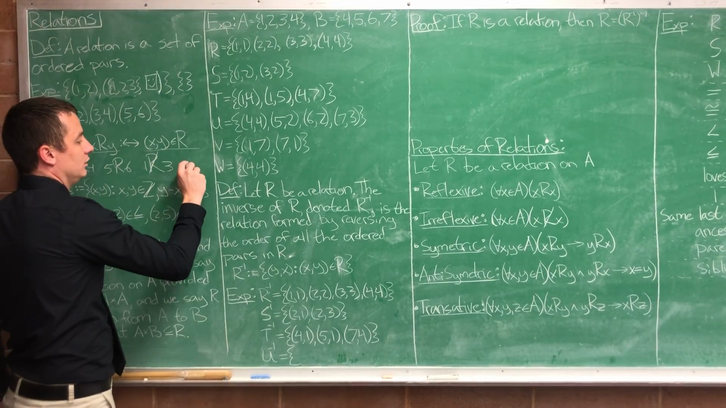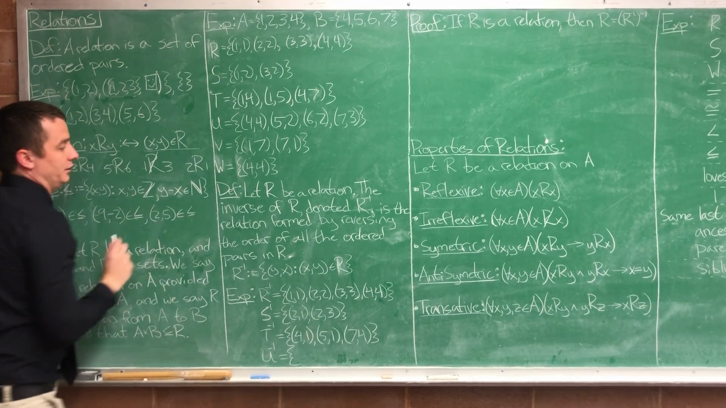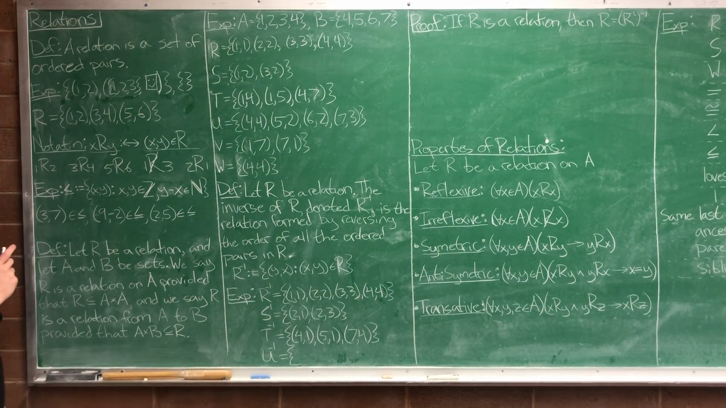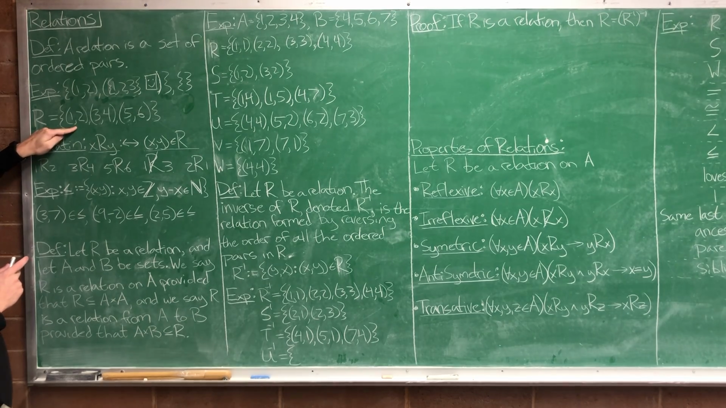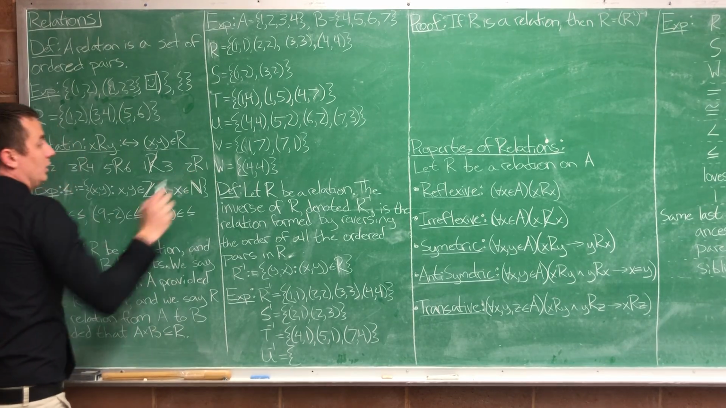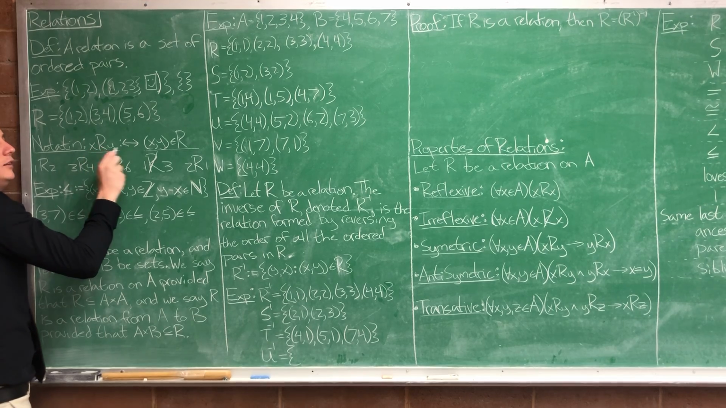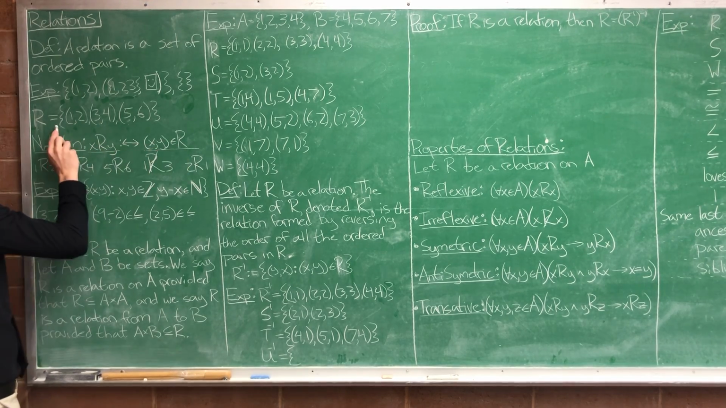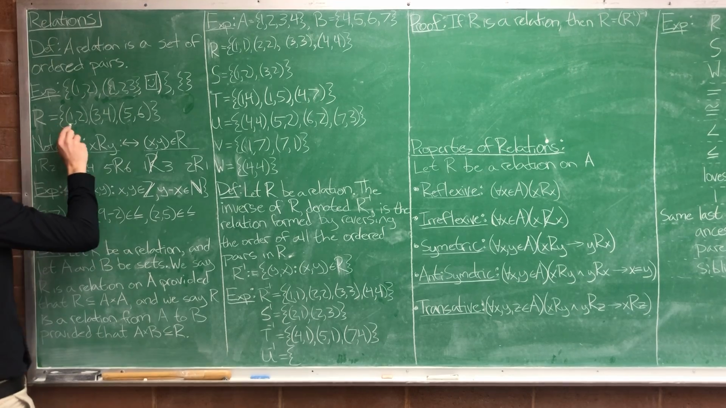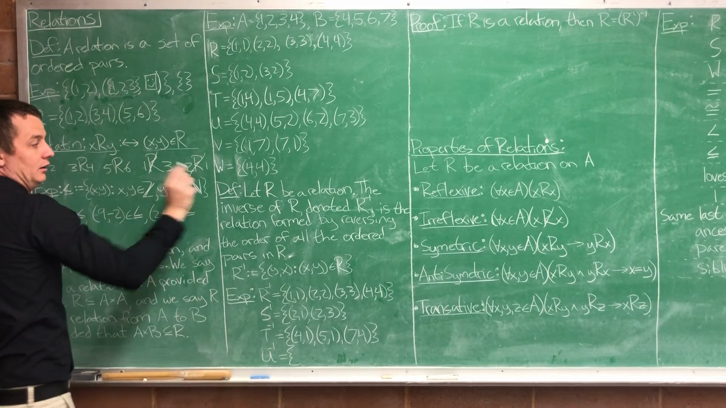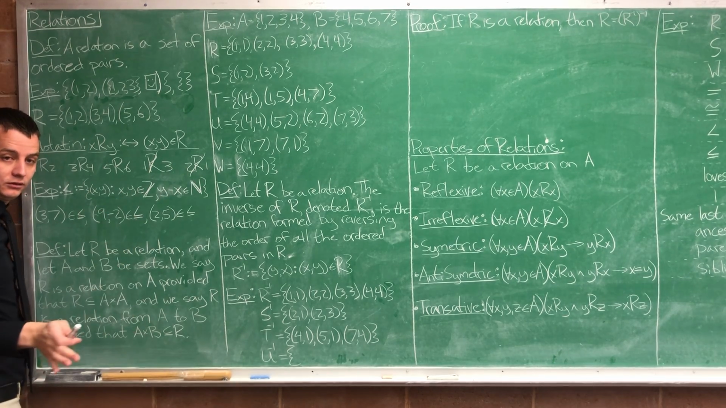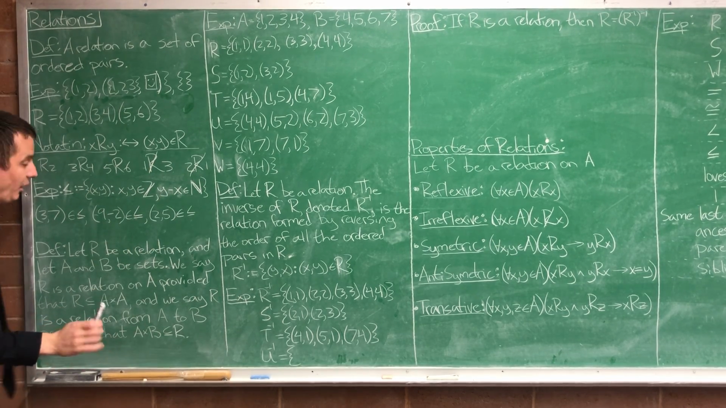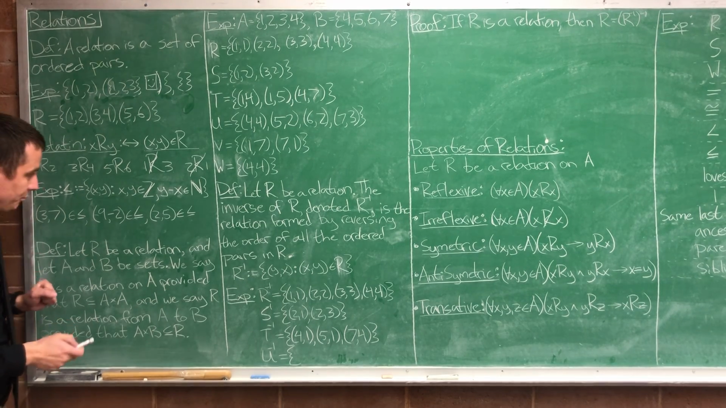Let's try one more here. 2 is related to 1. True or false? False. It's a list. 2 is related to 1. What does that mean? If 2 is related to 1, that means the ordered pair (2, 1) is in R. Is the ordered pair (2, 1) in R? No, (1, 2) is in R. That's something completely different. So that's false. 1 is related to 2, true. 2 is related to 1, false. Make sense? Okay.